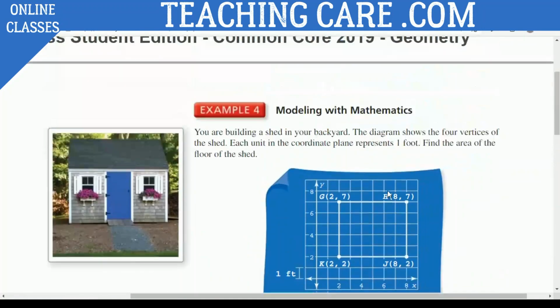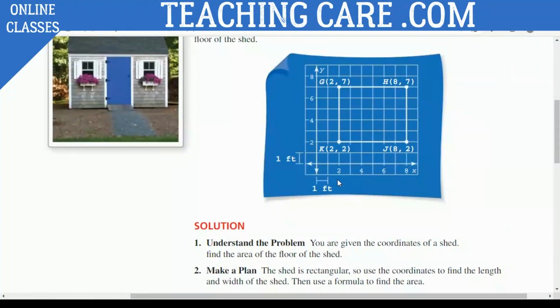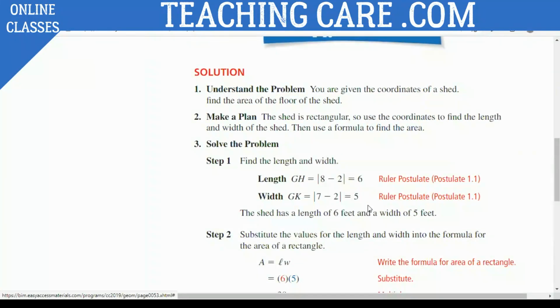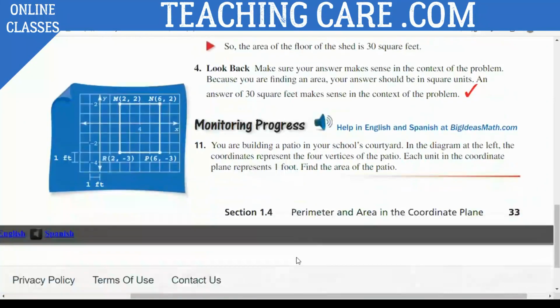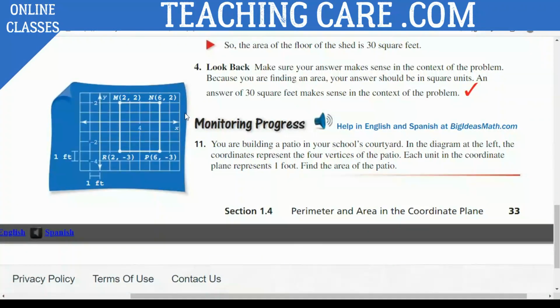Okay, now they have given a coordinate axis for you. It's like a figure you have got here. Now they are just finding the length and width of the given figure. Then they are applying the formula. It's given as a rectangle, so length times the width, okay? Okay, the same thing. Can you find the area of the patio here?